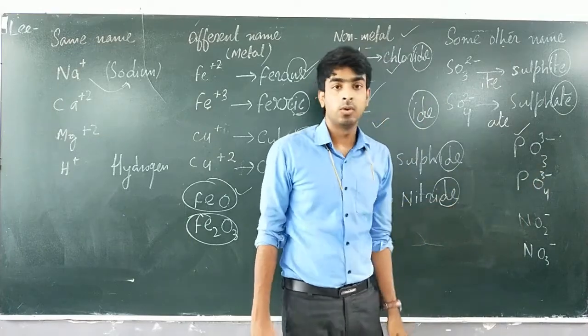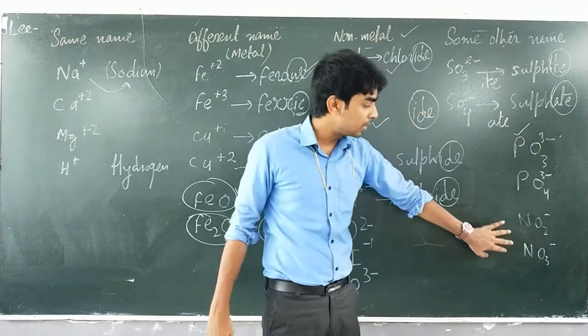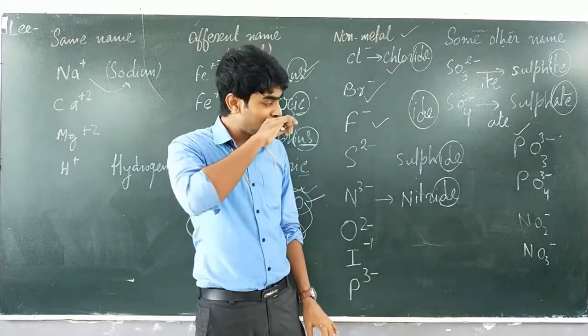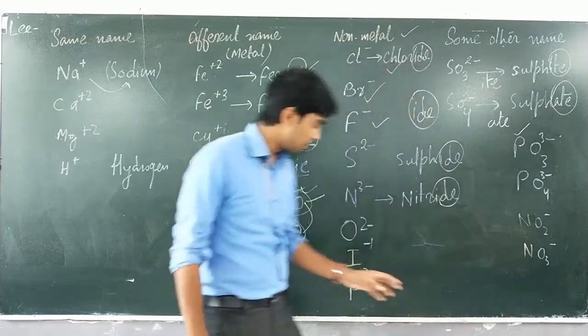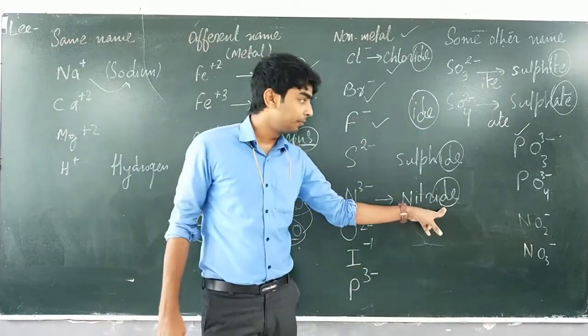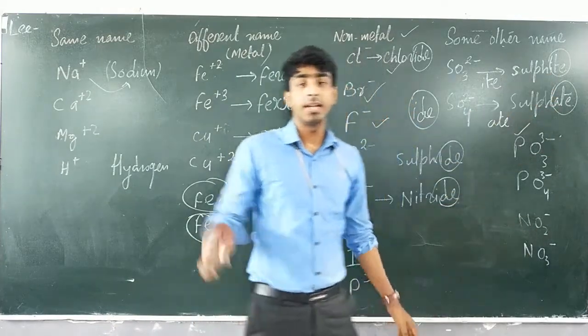And this one will be phosphate, ATE. Now try to answer this one. Nitrogen. Pause the video and think what will be the answer, NO2 and NO3. Now remember, nitrogen is having nitride. So O is with it, then ITE we will add.